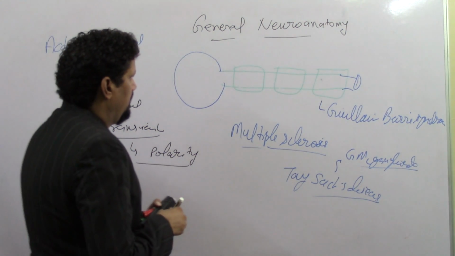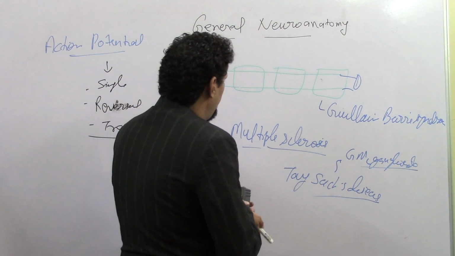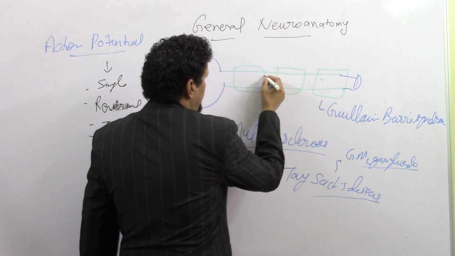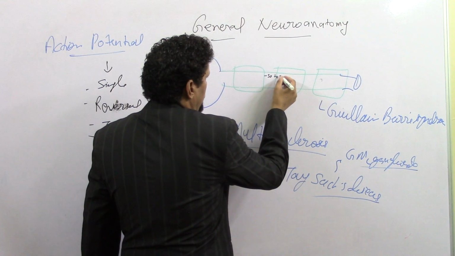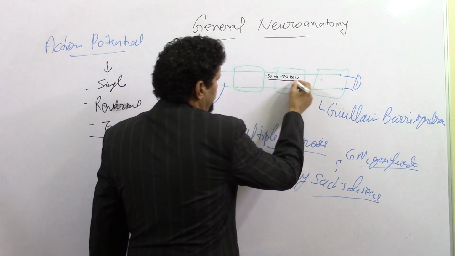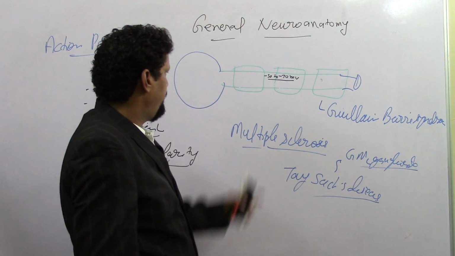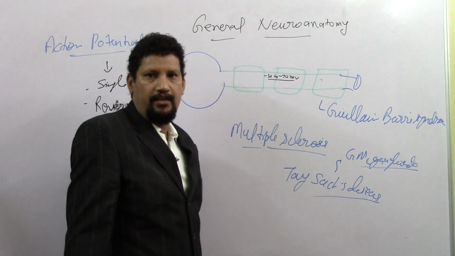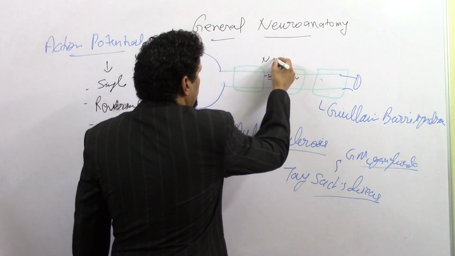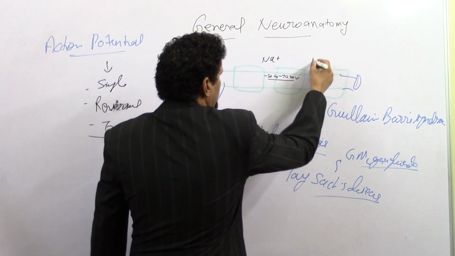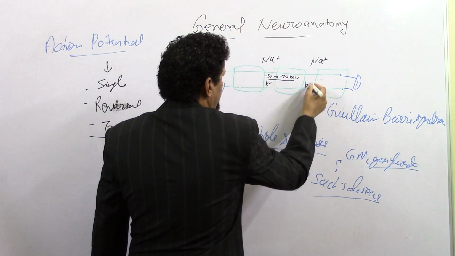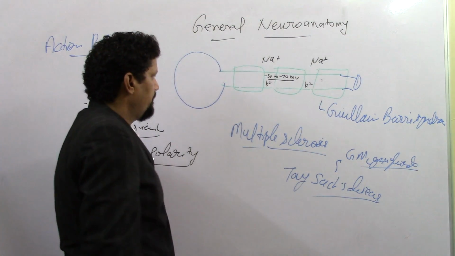Normally, at resting membrane potential, the inside of the axon has minus 50 to minus 70 millivolt of electrical potential, and it has sodium ions outside and potassium ions, the concentration of potassium being inside.